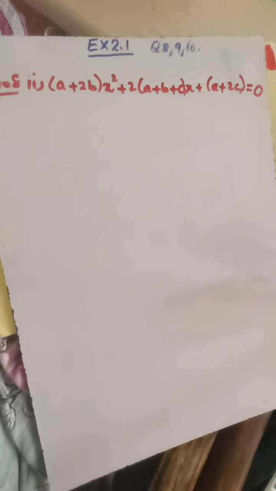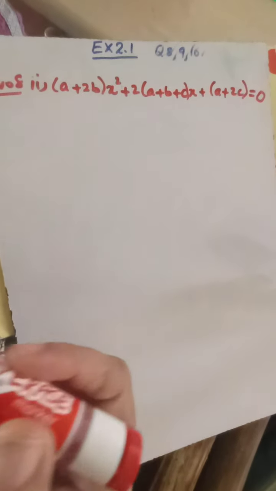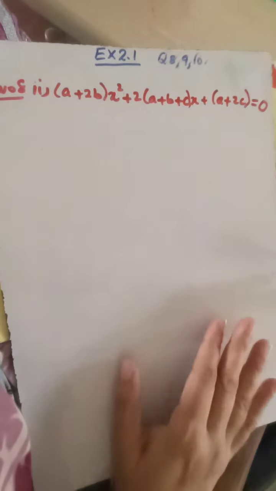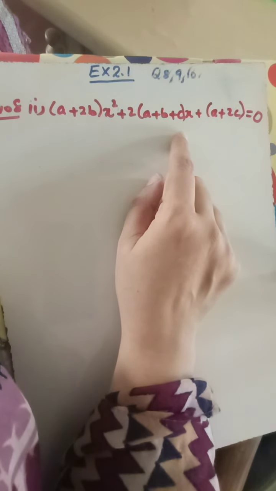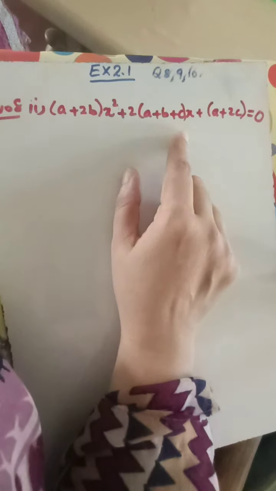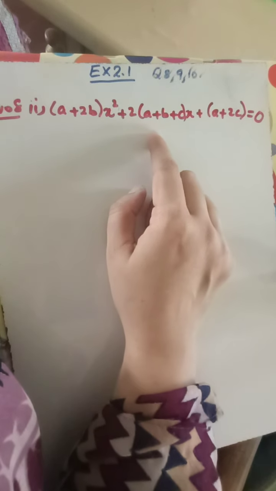Now, as we did in our first lecture about the nature of quadratic roots, we learned that the roots are rational if the discriminant is a perfect square. So to prove that the roots of this equation are rational, we have to prove that the discriminant is a perfect square. So let's start.